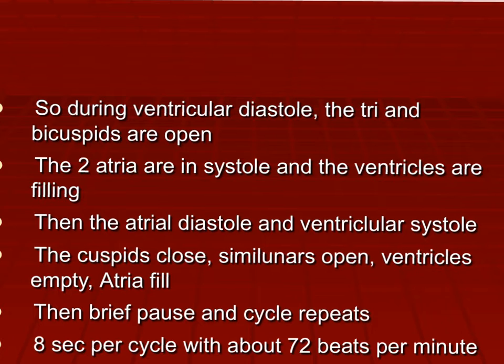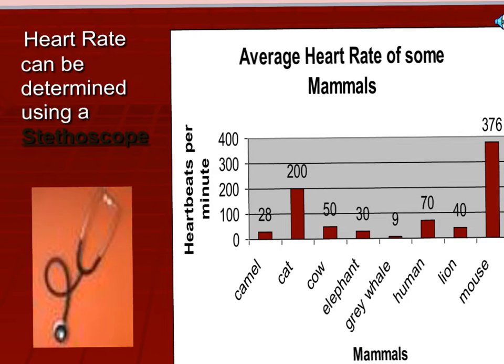So we usually will have 8 seconds per cycle, or about 72 heartbeats per minute in an average individual. But here you can see some of the different heart rates of different animals. And so you can see that in a mouse it's like 376 beats per minute. You get to a camel, 28, a whale, 9. Humans, we're looking at around 70 beats per minute.